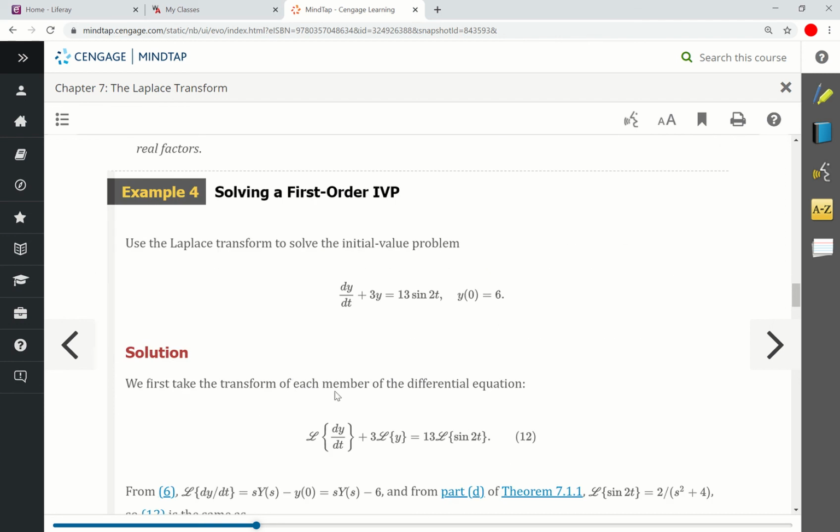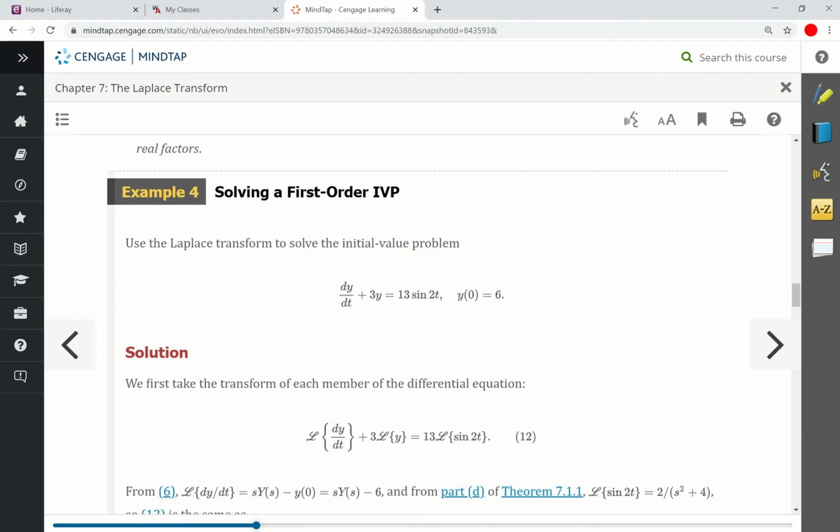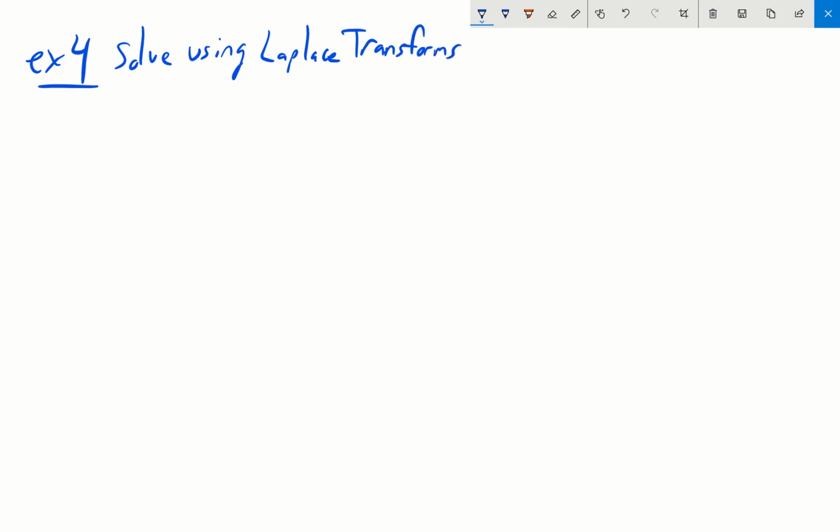Let's take a look at one of these together. So let's actually use our Laplace transform to solve a differential equation. Let's take a look at example 4. In example 4, let's solve using Laplace transforms the following differential equation: dy/dt plus 3y equals 13 sine of 2t, and suppose we're given the initial condition that y of 0 is equal to 6.